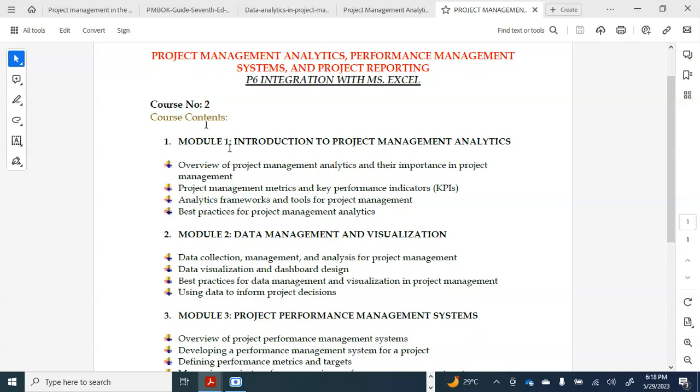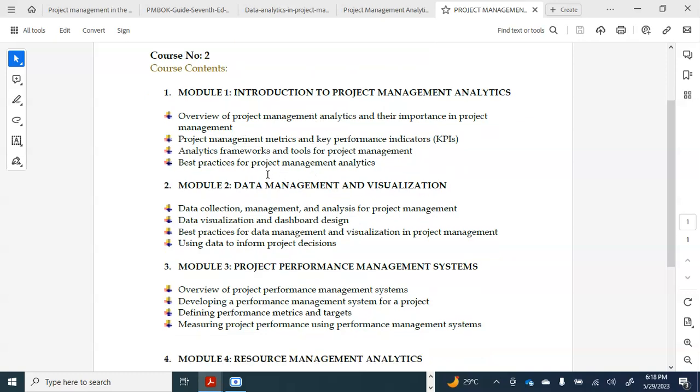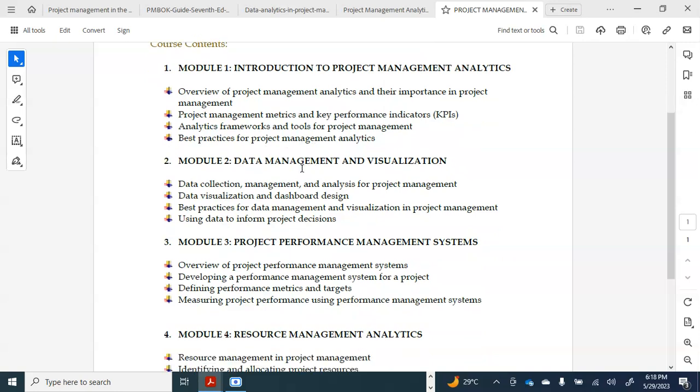Module one is the introduction to project management analytics, which gives an overview of project management analytics and their importance in project management. We have project management metrics and key performance indicators, and I'll show us the metrics. Then we have analytics frameworks and tools for project management, and best practices for project management analytics.